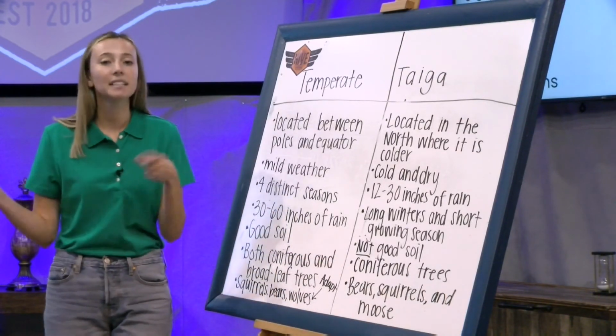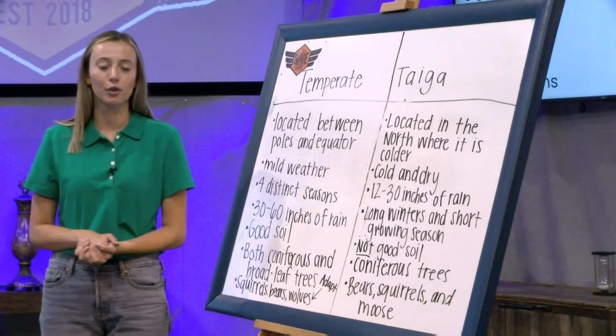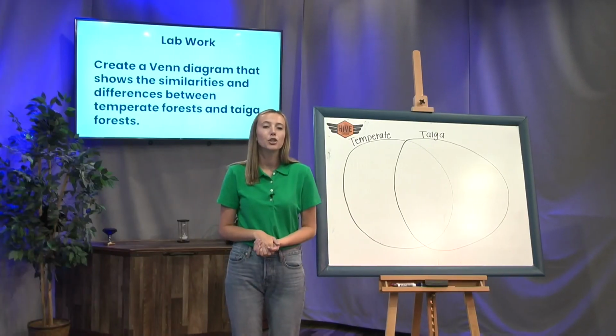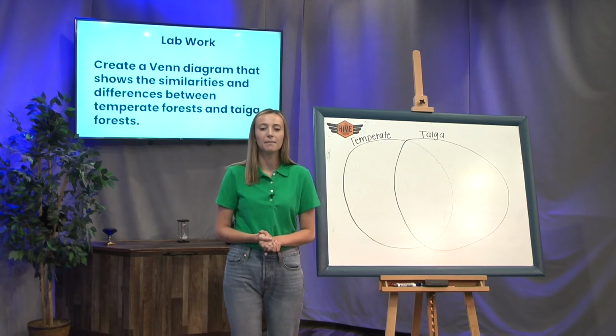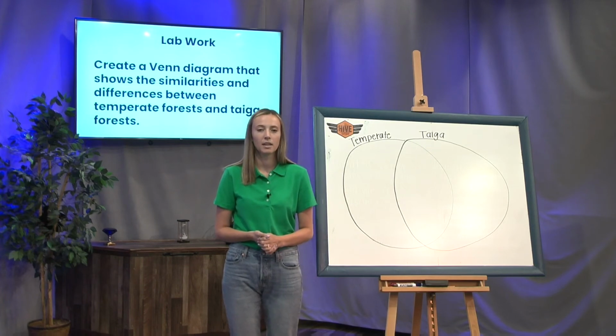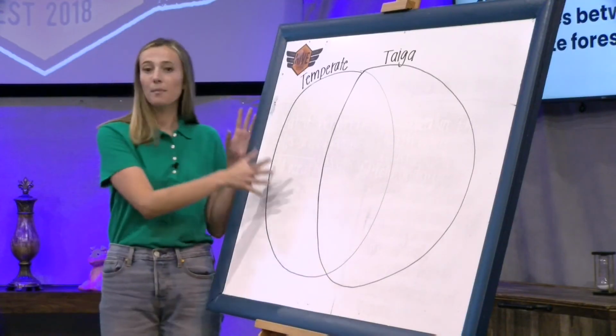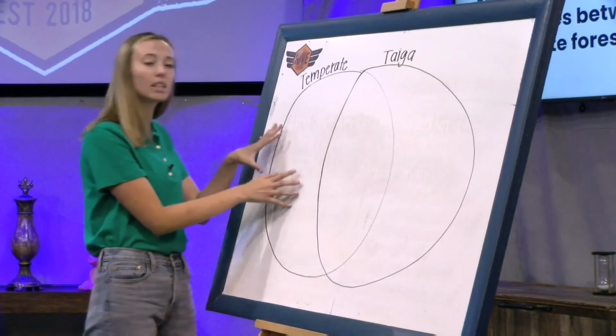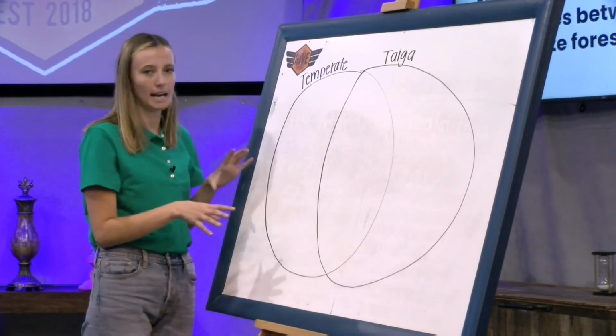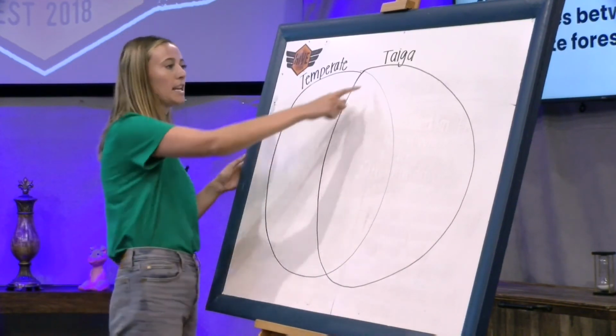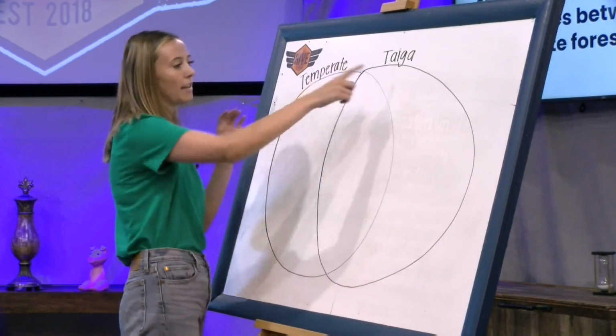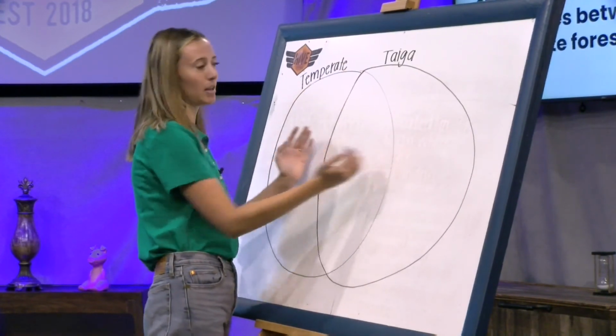Okay, so now let's slide to go over your lab work for today. For your lab work today, you're going to create a Venn diagram, which I'll show you in a second, that shows the similarities and differences between temperate forests and taiga forests. So you're comparing and contrasting. If you look at the board, I have created a Venn diagram. All you need to do is make 2 circles, and those circles are going to overlap in the middle.